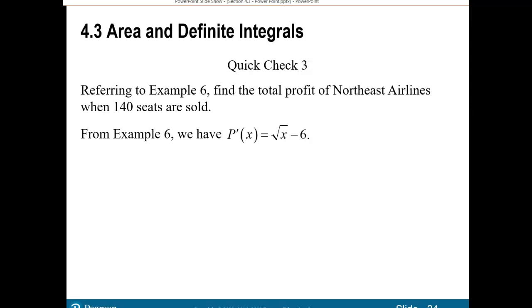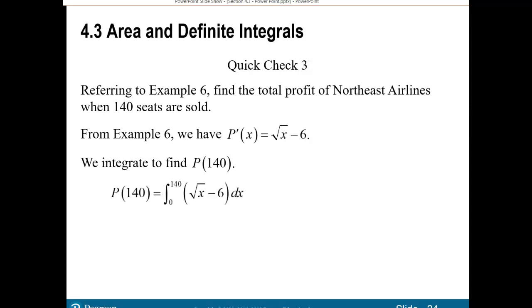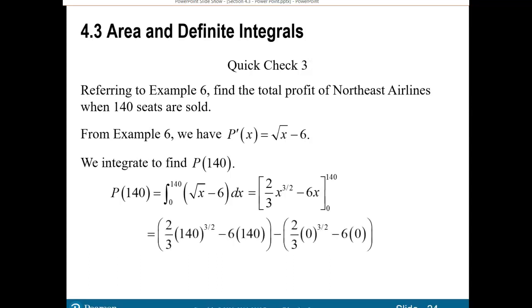All right, so remember our marginal profit was given. So we integrate to find our p of 140. So this time it's the integral from 0 to 140 of our marginal profit function. Same antiderivative as before. This time though I'm going to plug in 140 instead of 60 and then plug in 0. Subtract. This time I get 264.3349. That's a positive number.